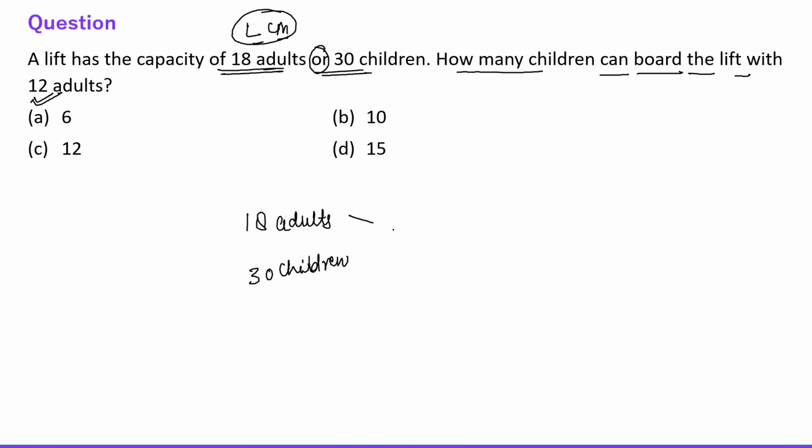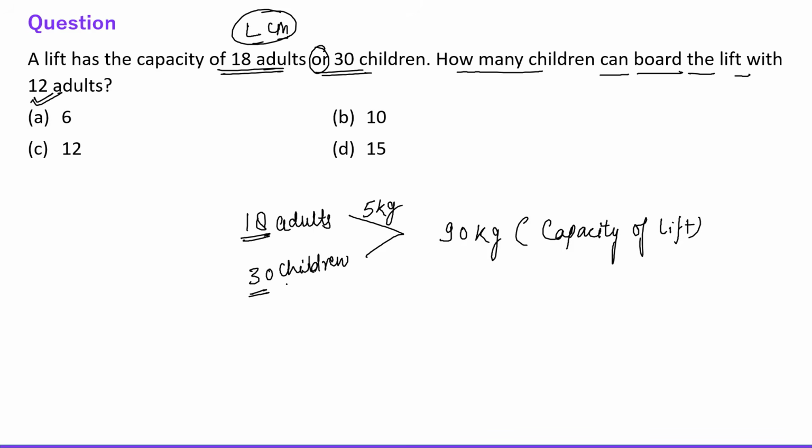So just take the LCM of 18 and 30. So this is 90, right? So 90 kg is considered as the capacity of the lift. Capacity means carrying capacity of the lift. If the lift can carry 18 adults or 30 children, then 18 adults weigh 90 kg, so the weight of an adult is 5 kg, or 30 children weigh 90 kg, so the weight of each child is 3 kg.